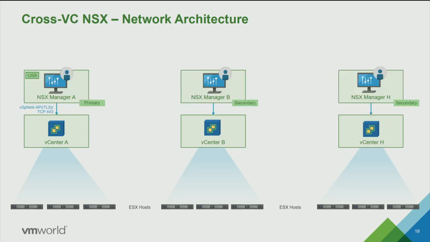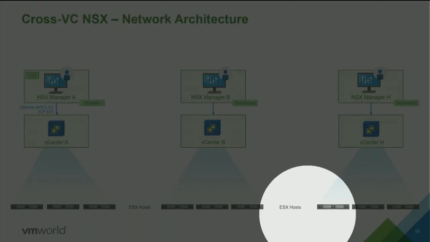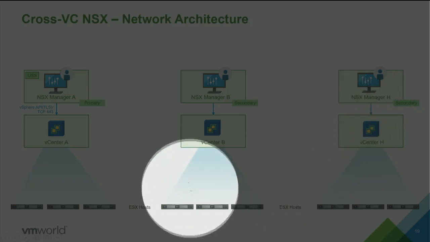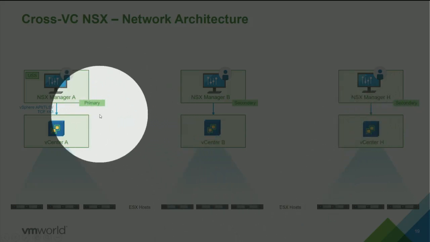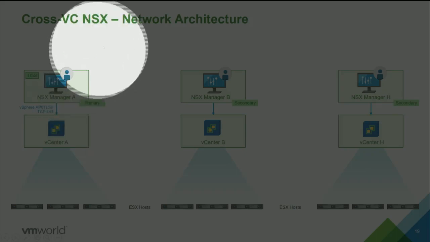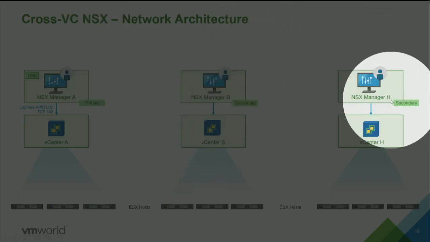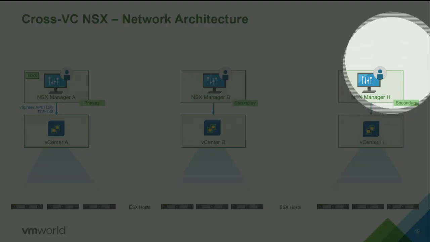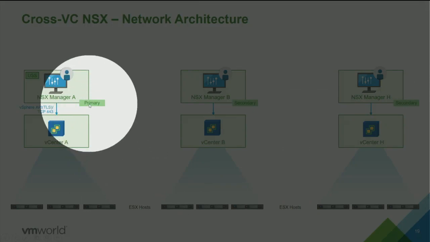So I have my separate vCenters, and I have my separate NSX managers. These can be all in one site, or they can be across multiple sites. Okay? By default, all of these are in standalone mode. The first thing I do is come to one of the NSX managers and promote it to primary. Next, I give this primary the credentials of the other NSX managers, and these then become secondary.